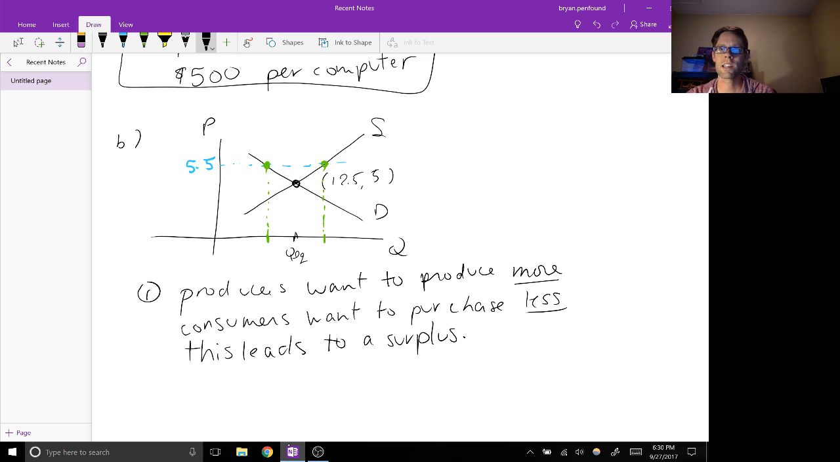It does ask what's going to happen in the long run. Probably what's going to happen in the long run in this case, if we have a surplus, is we'll start to see the prices fall back down towards our equilibrium price. There's going to be so many computers in the market that the only natural thing to do is for that price to come down.